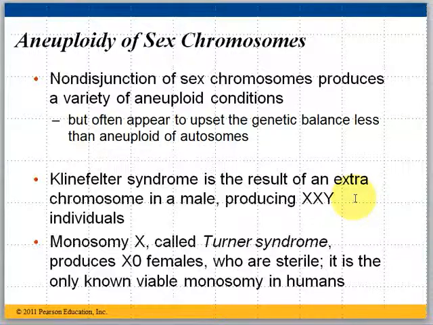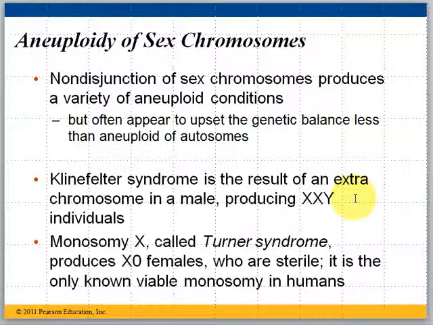These individuals will have the male sex organs, but the testes are usually abnormally small, and the man is usually sterile, and there can be some other physical traits that are affected by this as well. An example in females is called monosomy X, also called Turner syndrome, where the female is basically XO. In other words, she has the X chromosome, but she did not receive either the other X or the Y chromosome. So these are females.